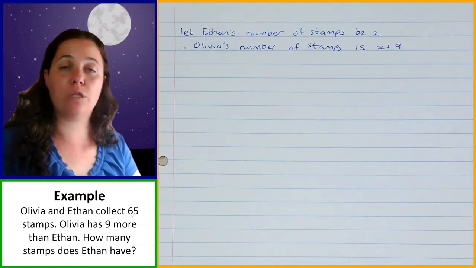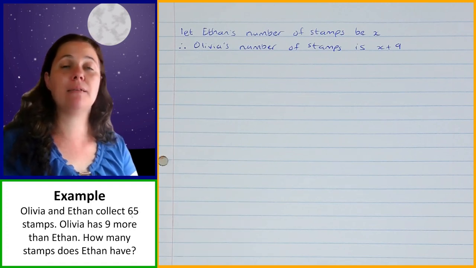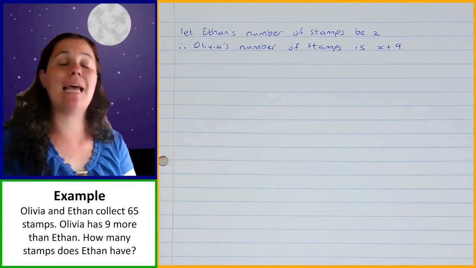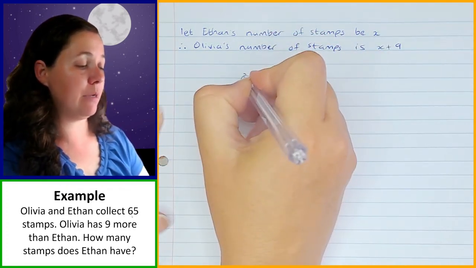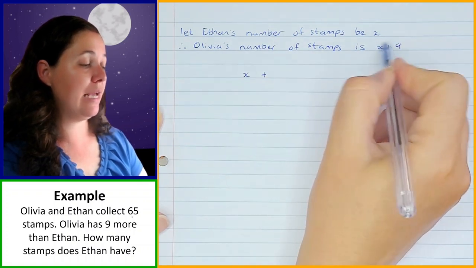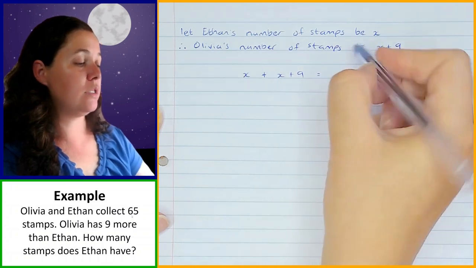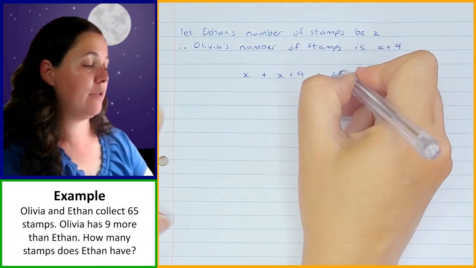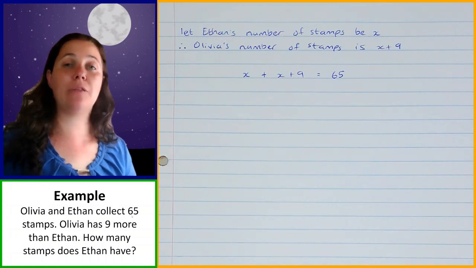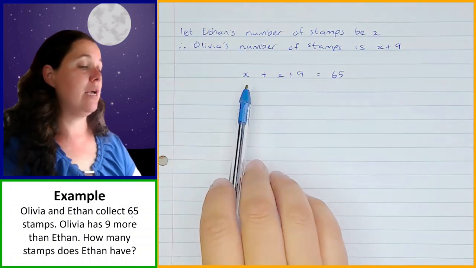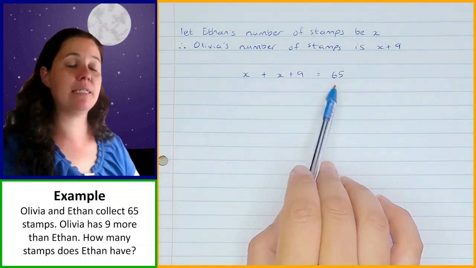So what I'm going to do now is I'm going to say, if the total amount of stamps that they have altogether is 65, I should be able to take Olivia's amount of stamps and Ethan's amount of stamps and add them, and that would give me x for Ethan's amount plus x plus 9 for Olivia's amount equals the total, which is 65. Because remember, if I have a total, I need to add the values up to get that total. So the number of stamps that Ethan has plus the number of stamps that Olivia has gives me 65.